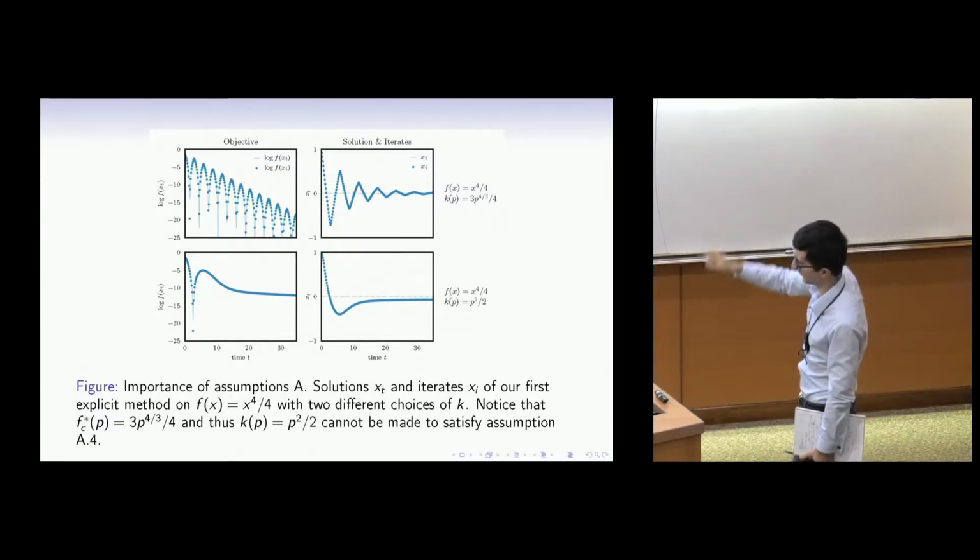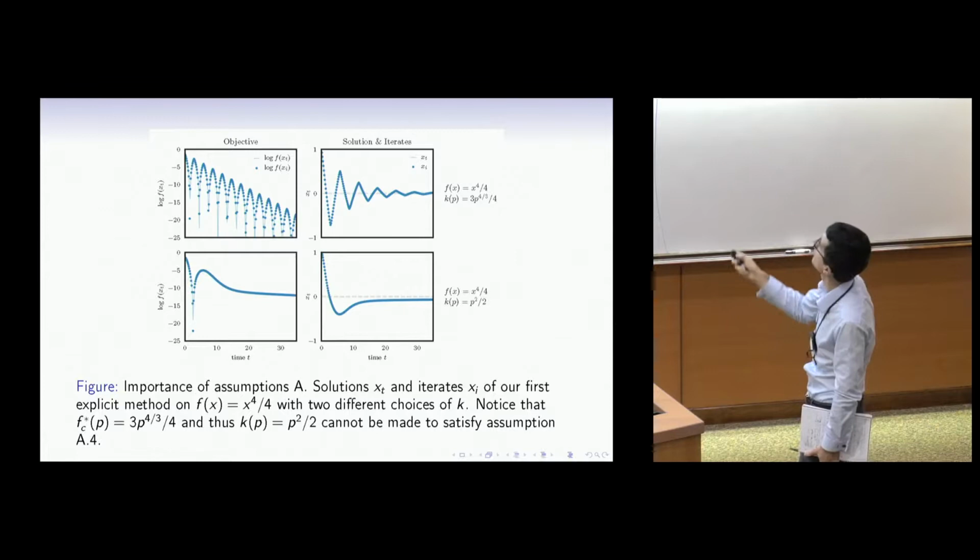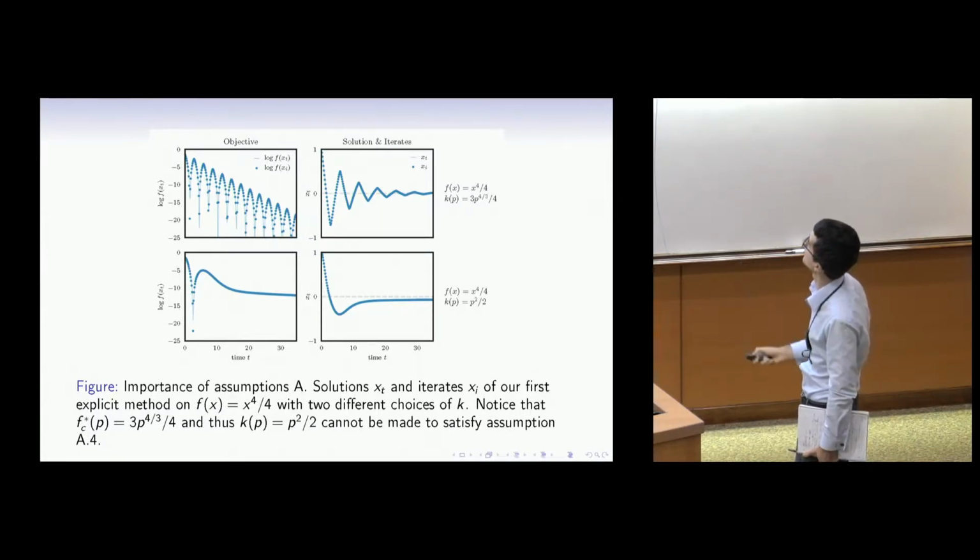And when you choose K to be the standard kinetic energy, which is much smaller for small p than the convex conjugate, as you can see, for small p this doesn't satisfy the lower bound, the upper bounding of the convex conjugate by a factor of alpha. Then you do not have the linear rate, but just a polynomial rate in the convergence here. So it's a different behavior.